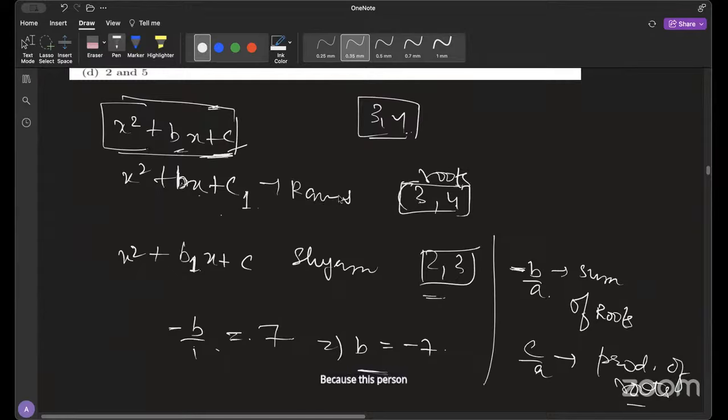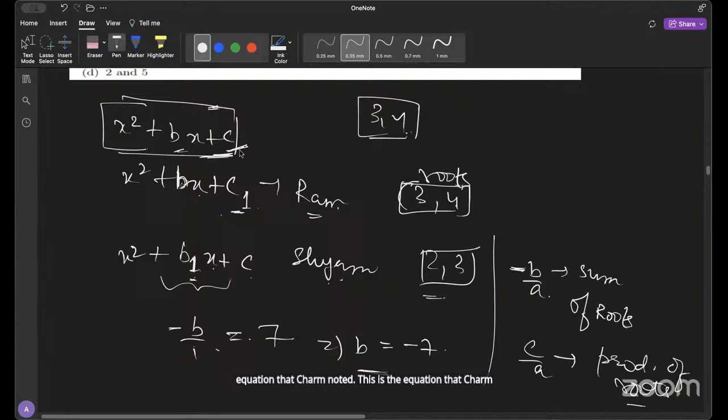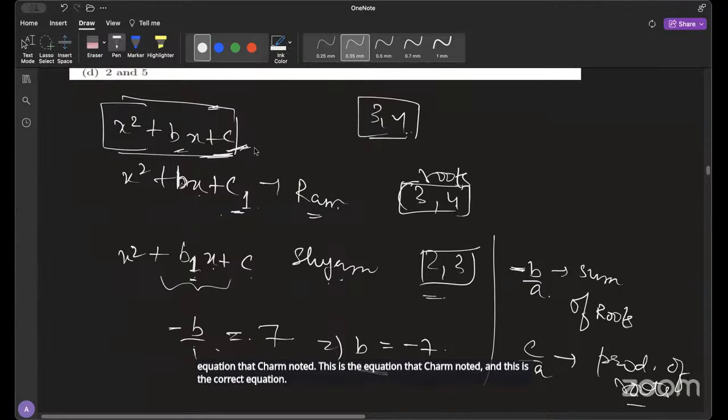Because this person has made a mistake in noting down the constant term. So the original equation was this, but he noted this thing. And then this person made a mistake in noting down the coefficient of x. So he made a mistake here. So this is the equation that Sham noted. This is the equation that Ram noted, and this is the correct equation. And we need to find this equation.